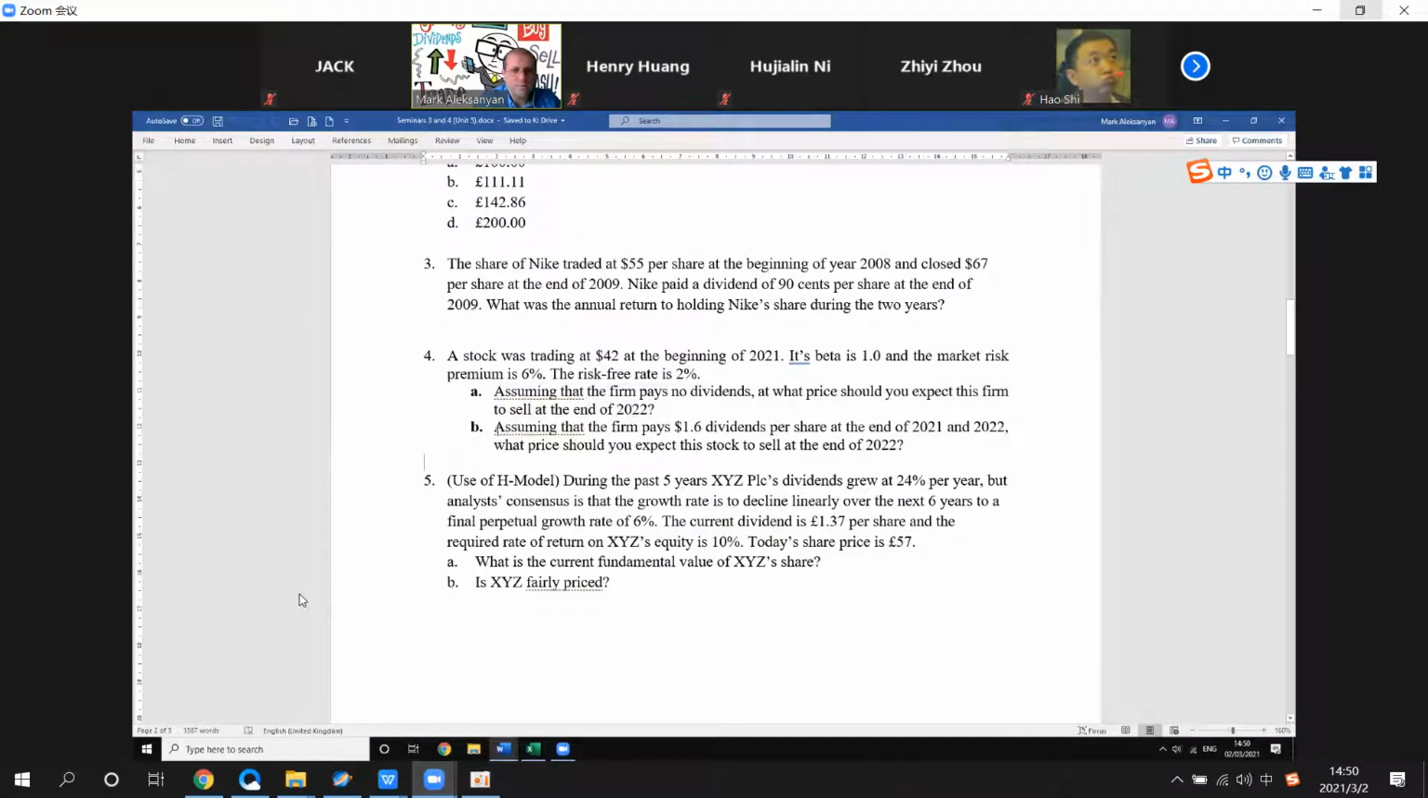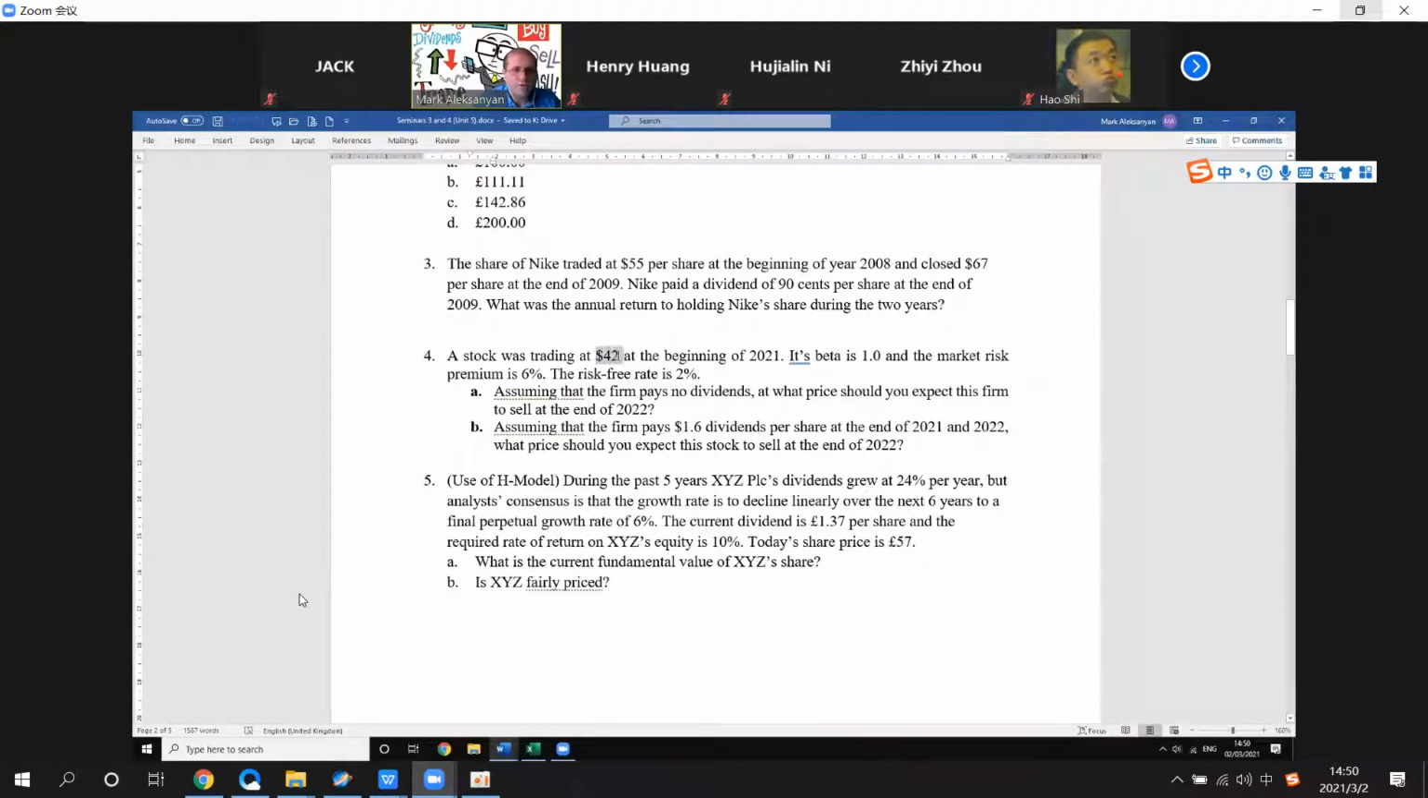Let's now have a look at part B of the question. So here we are just throwing in one more item: this company now is going to pay dividends for the following 2 years. In the previous case, the company had no dividend payment at all, but now we are assuming that the company is going to pay $1.6 in dividends the next year and the year after. So what should therefore be the price at the end of the year?